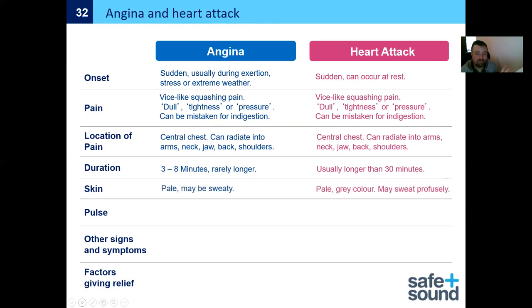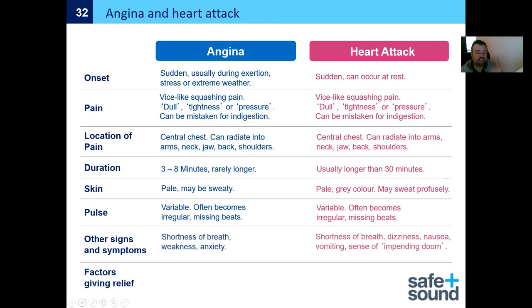With angina, skin can go pale and maybe sweaty. With a heart attack, it can be pale grey and sweaty. The pulse can become irregular and miss beats, again the same for a heart attack. Other symptoms for angina: shortness of breath, weakness, anxiety. For a heart attack: shortness of breath, dizziness, nausea, vomiting, a sense of impending doom. Factors giving relief for angina: rest, reduce stress, take the GTN medicines. And again, for a heart attack, their GTN medicines can be given.